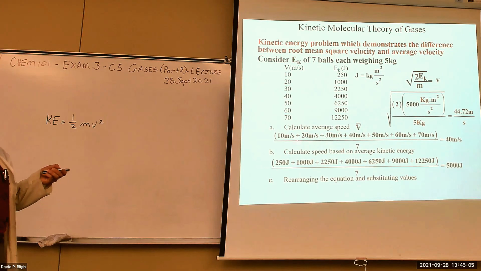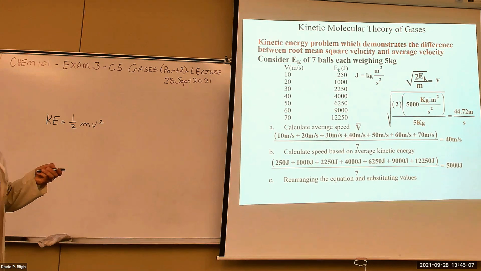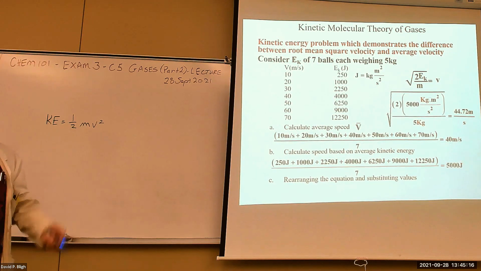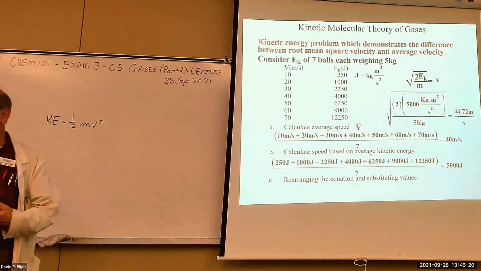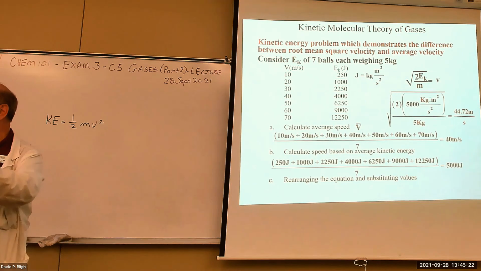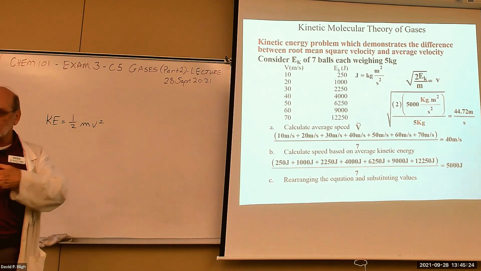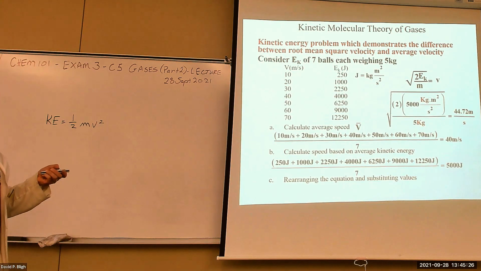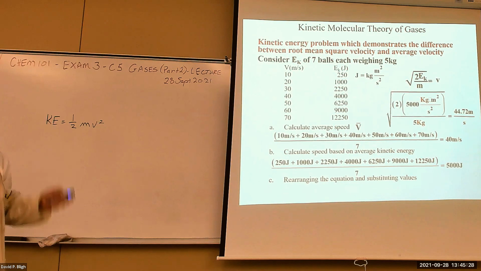So see the discrepancy? If you go from these values here and calculate the kinetic energy from that, you would get something less than 5,000, which would not be the average kinetic energy. So we need another way to determine the average velocity that will allow us to calculate the kinetic energy on average.